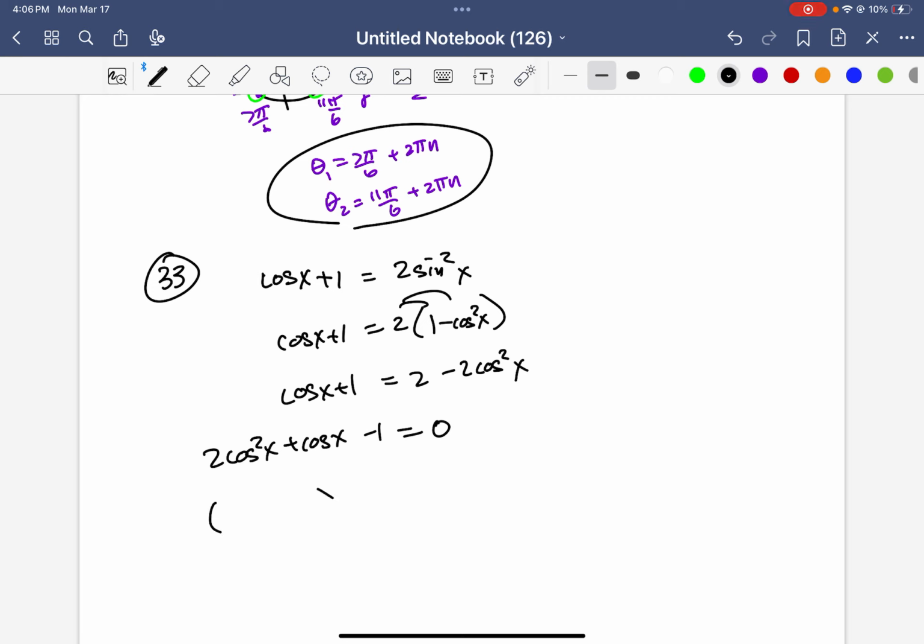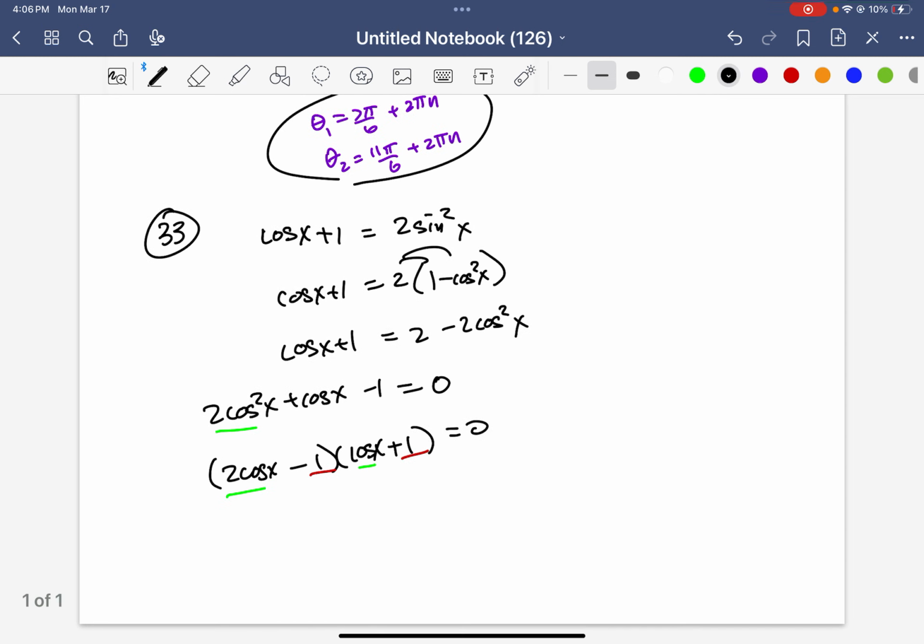And now here's something set equal to 0, and it should be pretty clear that this thing can factor. The first two have to multiply together to get the first, so I get a 2 cosine and a cosine. The last two must multiply together to get the last, and so I get a 1 and a negative 1. I think I need that one to be positive and that one to be negative for everything to work out right. Double check. So either that is equal to 0 or this is equal to 0. So I get that the cosine of x is 1/2, or the cosine of x is equal to negative 1.